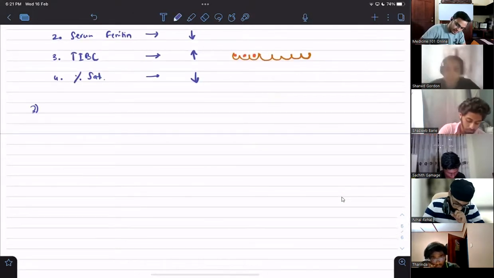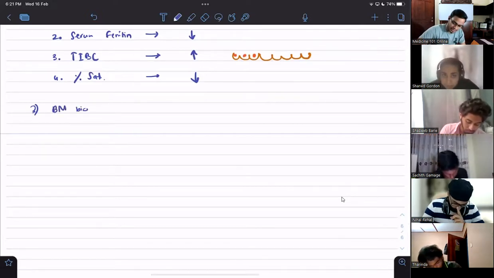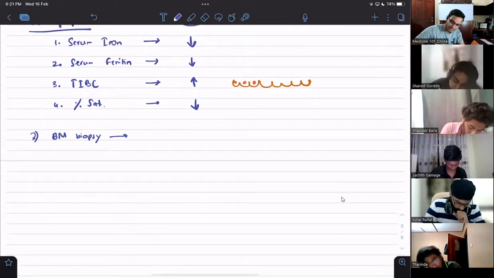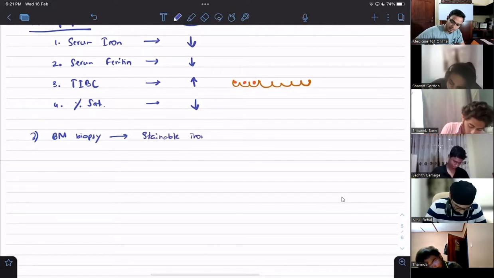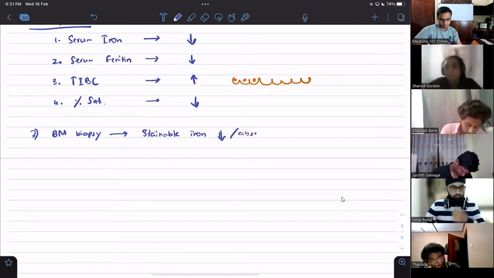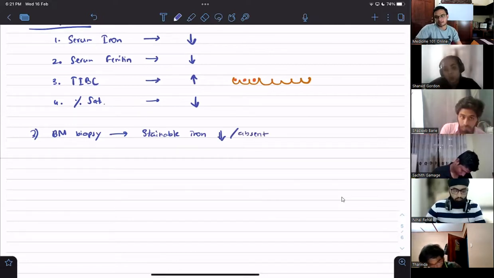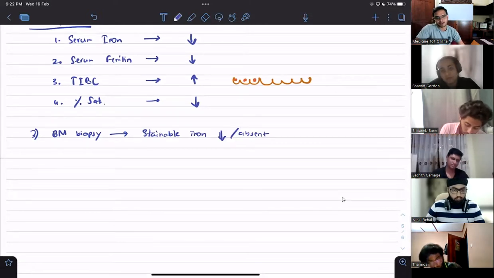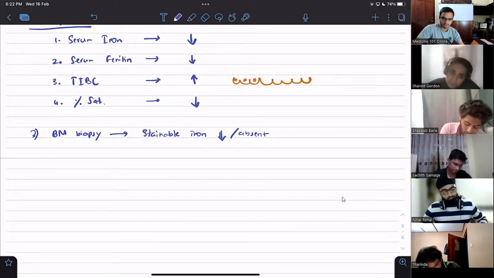Number 3, bone marrow biopsy. This is not routinely done, because you just take the blood sample. But in the case of iron deficiency anemia, what will happen? Stainable iron reduces. What is stainable iron? Hemosiderin. Stainable iron reduces or is absent in severe cases.